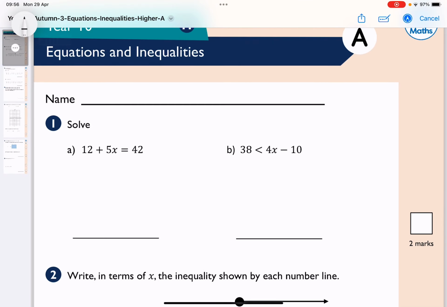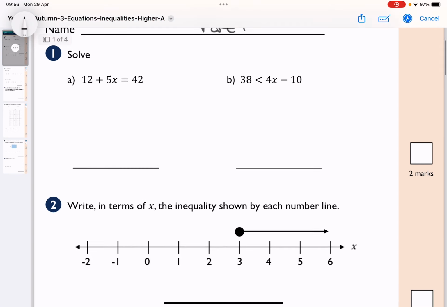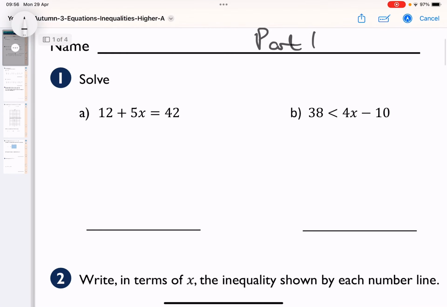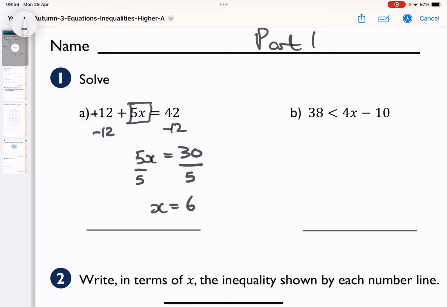Okay, higher equations and inequalities, part 1. I've got to solve this equation. First of all, I'm looking for the constant. I can see the 5x is here, and what's added onto it is the 12. This 12 is a positive 12, so I'm going to take that away first. That leaves me with 5x equals 30. Divide by 5, because 5x means 5 times x, so x equals 6.